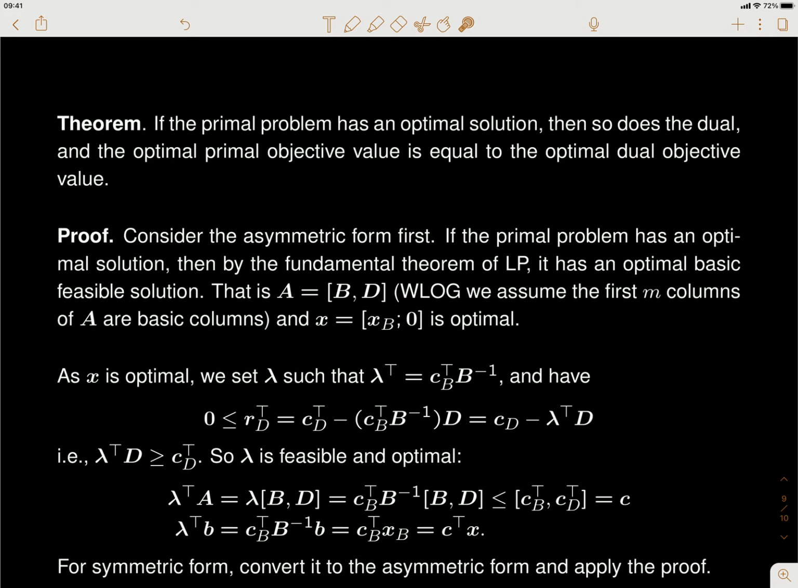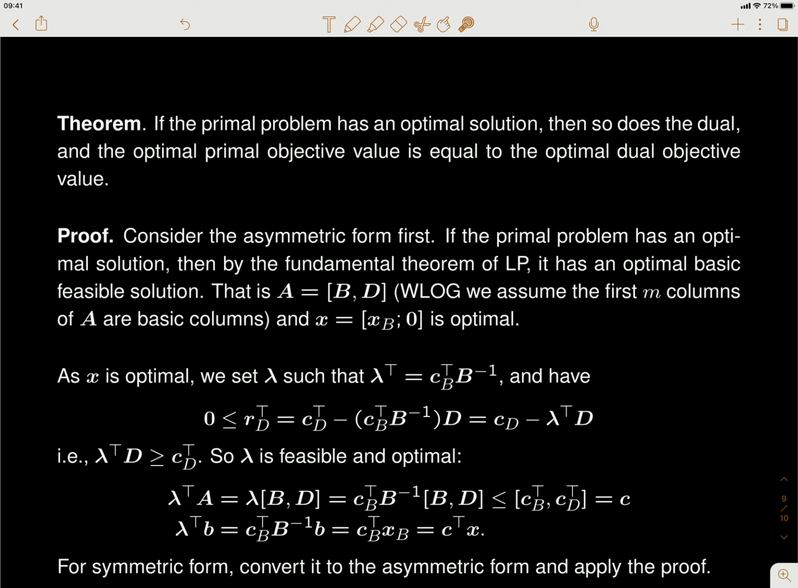Optimal basic feasible solution: optimal means it's the best solution. Basic means it has at most m non-zeros, where m is the number of rows in the matrix A. And feasible means it satisfies Ax equals b and also x greater than or equal to 0. So that's what we know from the previous chapter.